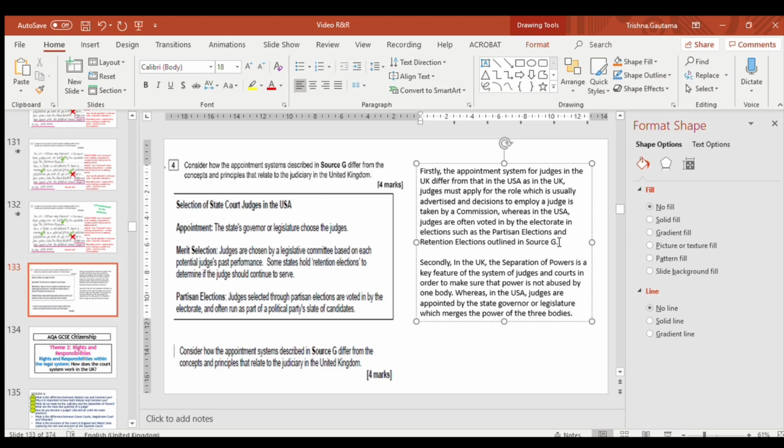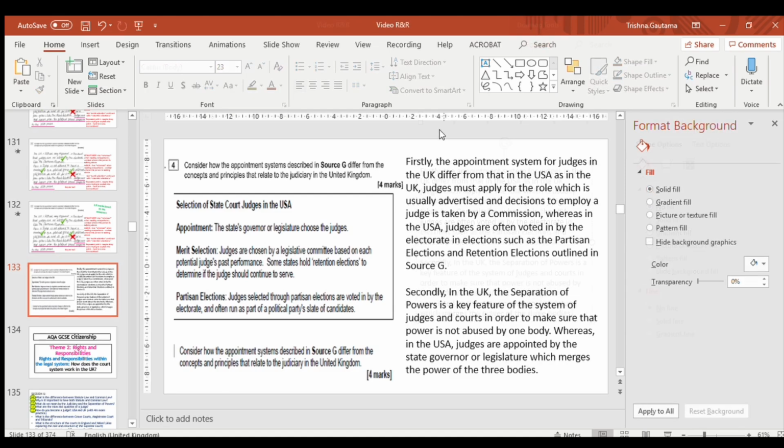And there's also other points that could be made, such as a judge is a judge for life in the UK, whereas in the USA, retention elections can dictate how long a judge continues to have their role for. You can also refer to the fact that in the UK, no judge is allowed to be a member of a political party and needs to stay neutral. However, in the USA, judges often run as part of a political party. So there's many points that could come out of this source. I've chosen 2 points, but you are more than welcome to choose more than just those 2 points and draw upon those comparisons to the UK. I hope this makes it clear to you how to write a strong 4-mark response.